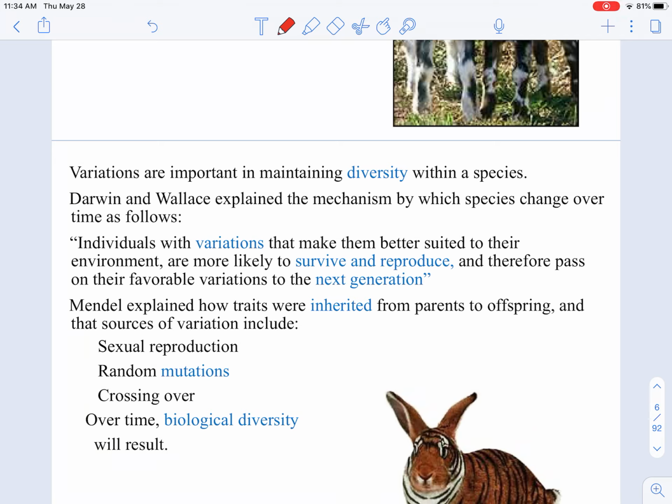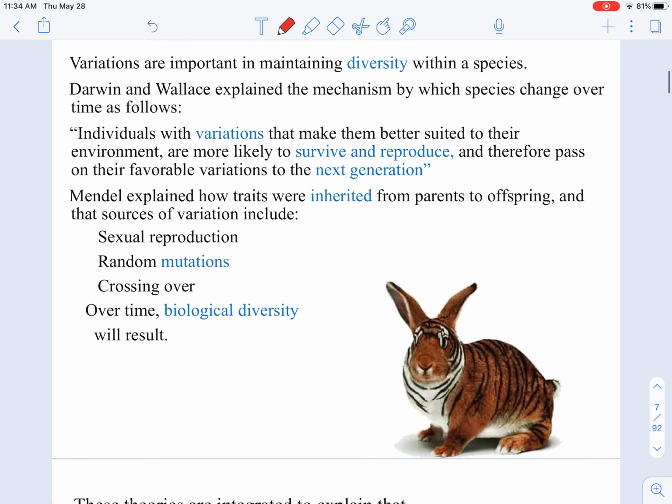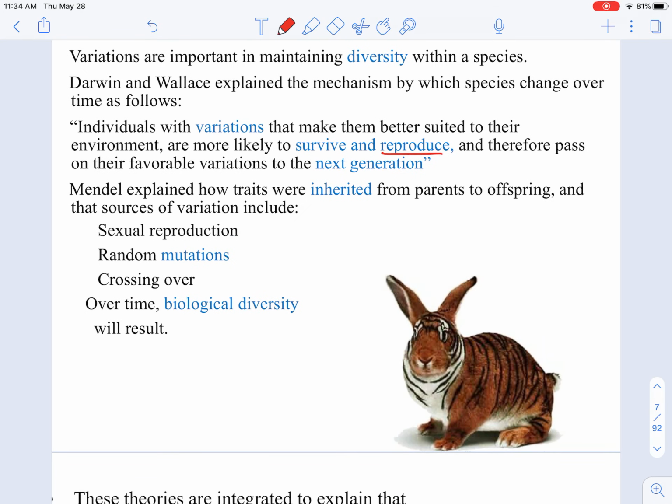So what happens with Darwin and Wallace's idea of natural selection, a reminder from Bio 20, is that the variations that help them survive their environment mean that those organisms will survive and reproduce and pass those features on to their future generations.